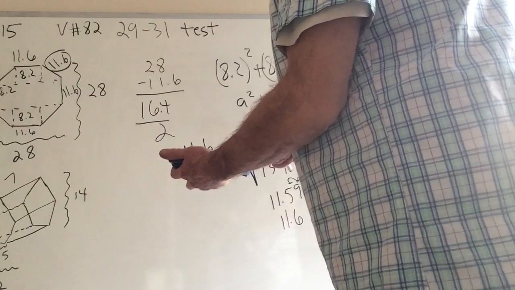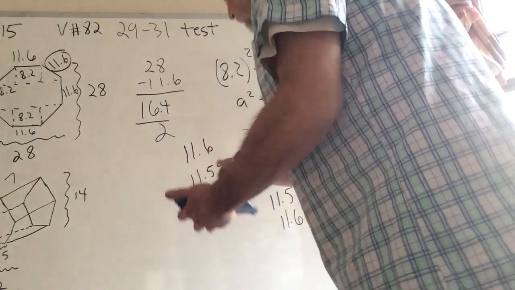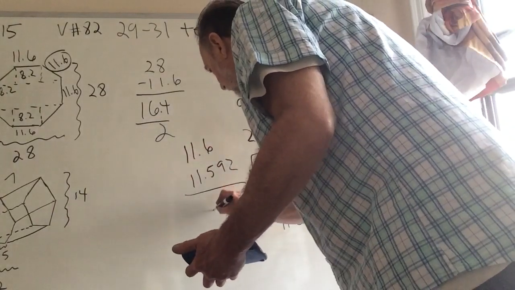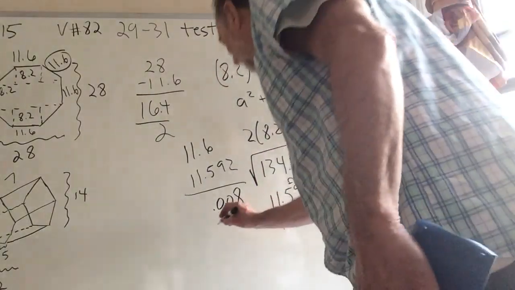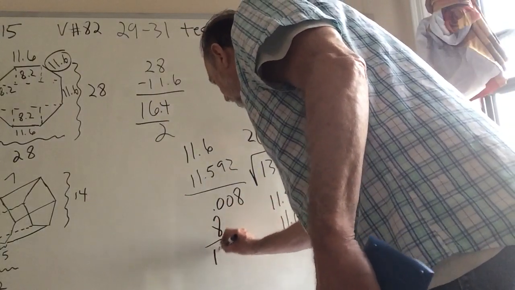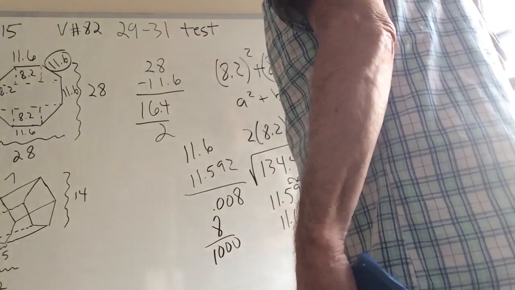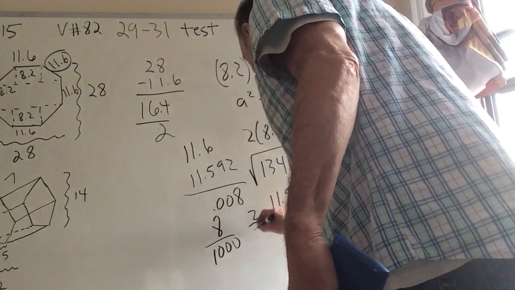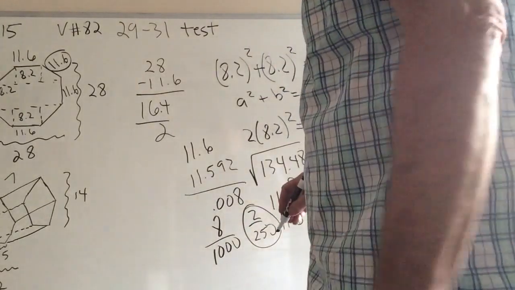11.6 minus 11.592. Should only take a second. Look what the difference is. It's 0.008. So it's 8 over 1,000. The difference, which is 2 over 250, is a tiny percentage.